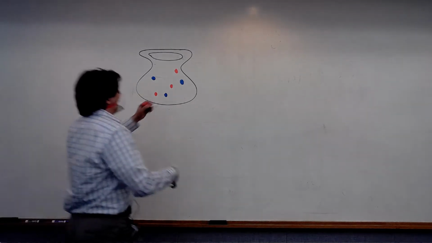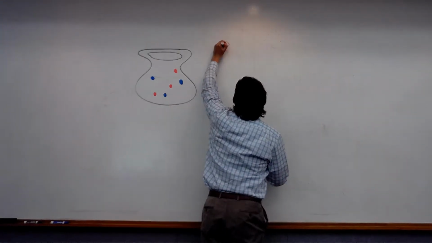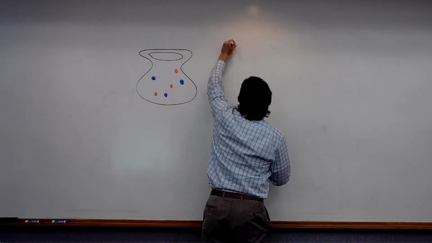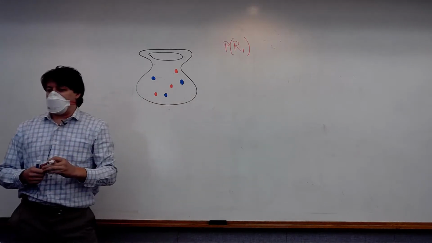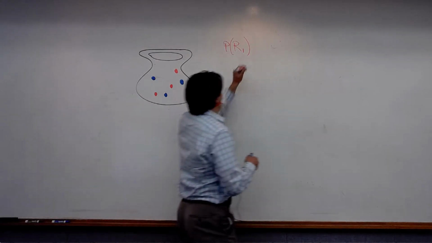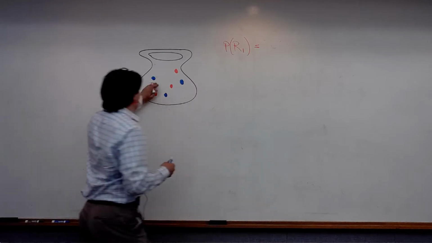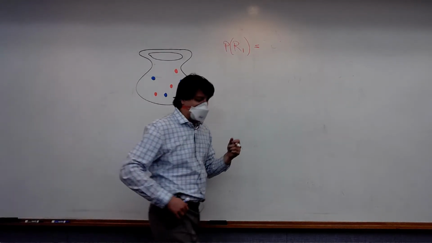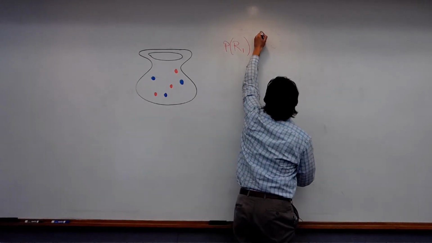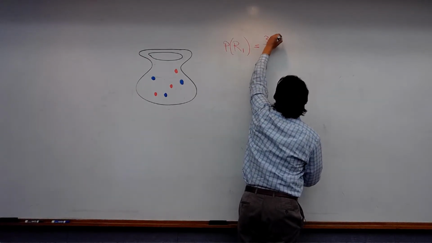So what is the probability that that R of R1, so the first marble being red? Well, we have 6 marbles, 3 of them are red, and so if we take one randomly out, that's going to be 3/6 or 1/2.